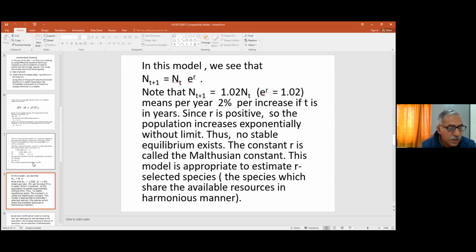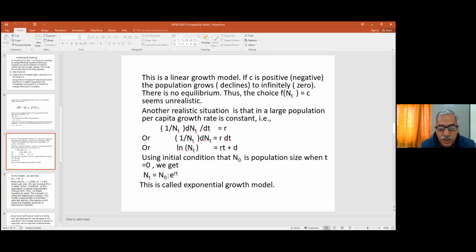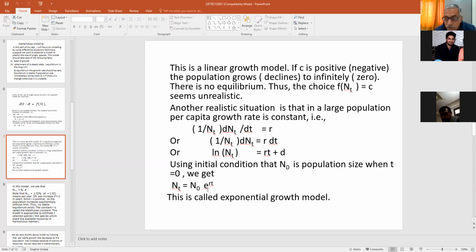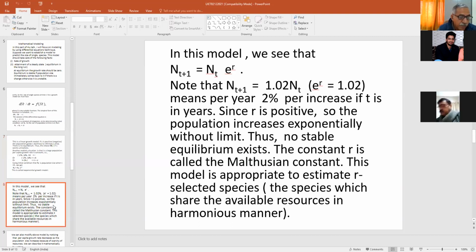Now you see here, go to that model. r is positive, and as t tends to infinity, this will be infinity. So again, the population grows exponentially without any limit on it. So stability I cannot find. Thus, no stable equilibrium exists. The constant r is called the Malthusian constant.